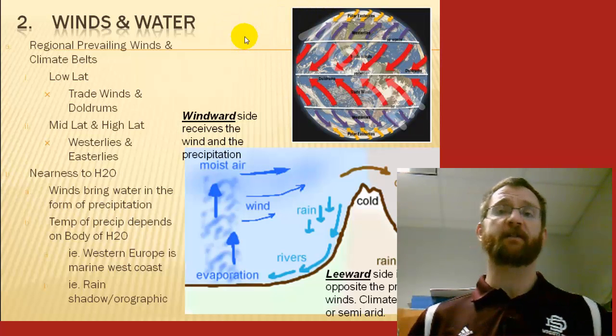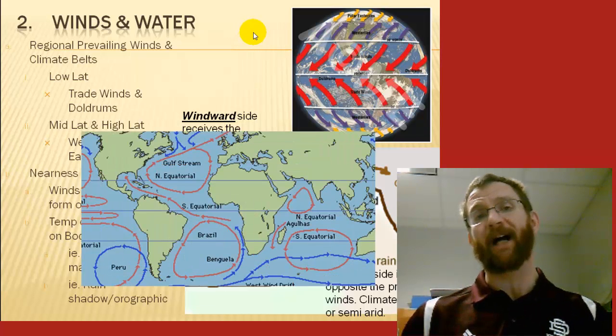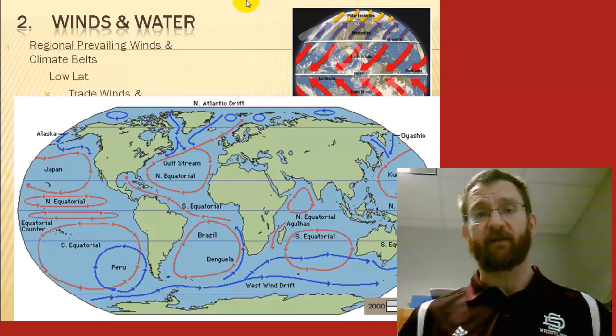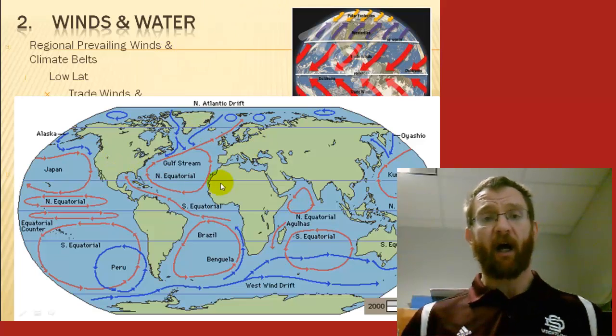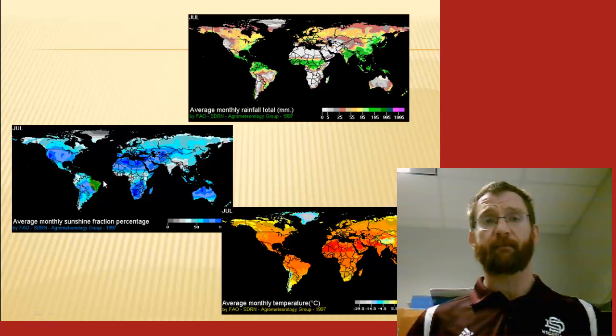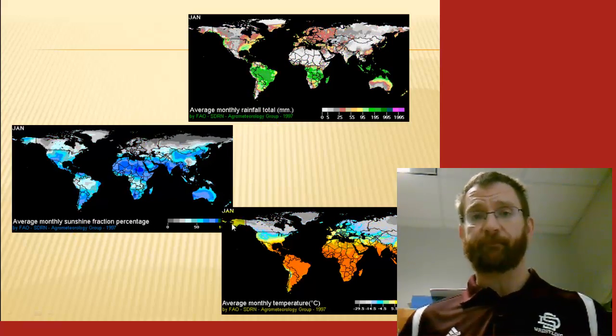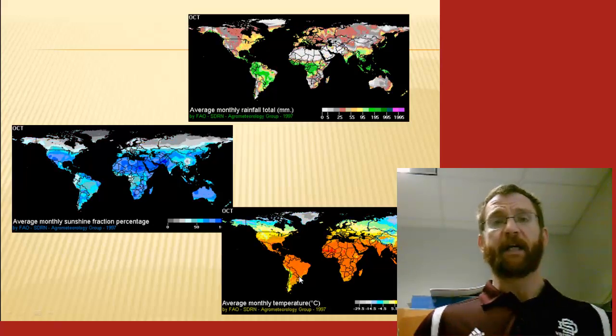All right, so that does it for our discussion of climate today. In the next video, we're going to talk about how climate affects us. Okay, and you can also see here some of the Gulf Stream and the movement of water. And here's some cool climate region pictures. And there's a really cool graphic right there illustrating rainfall and sunshine and monthly temperature.